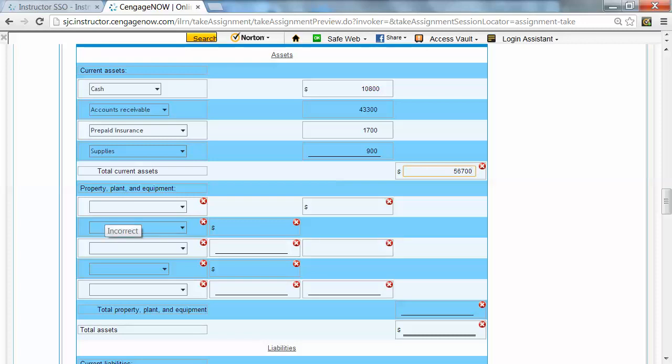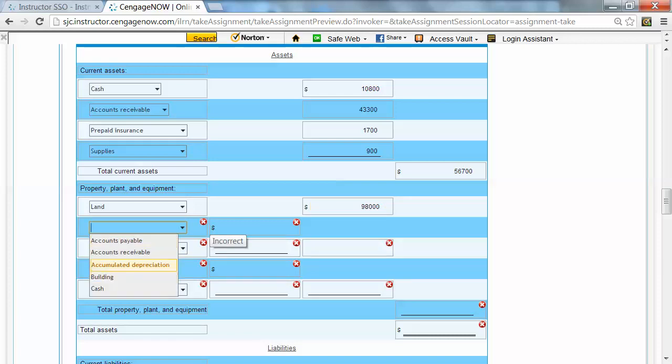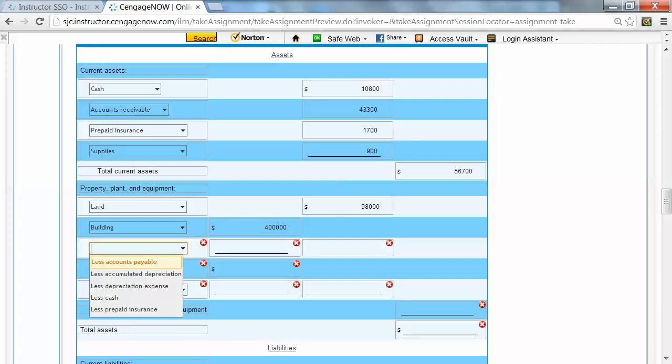Next, the property, plant, and equipment. We have land first. So I'm looking at that trial balance on line 12. The land is $98,000. Line 13 is the building. So we'll list the building. And the building is $400,000. We have depreciation on the building, so we'll take less the accumulated depreciation. And the depreciation of the building is $206,900.